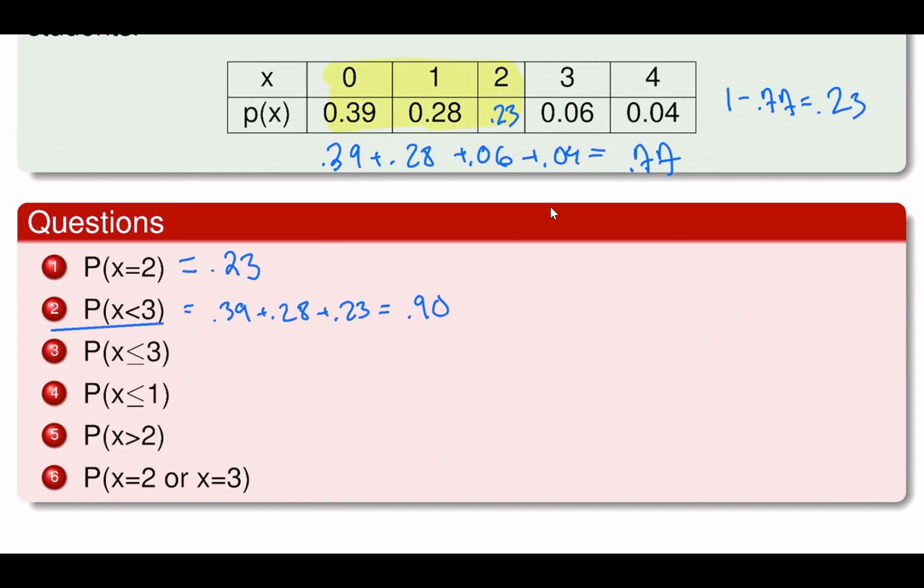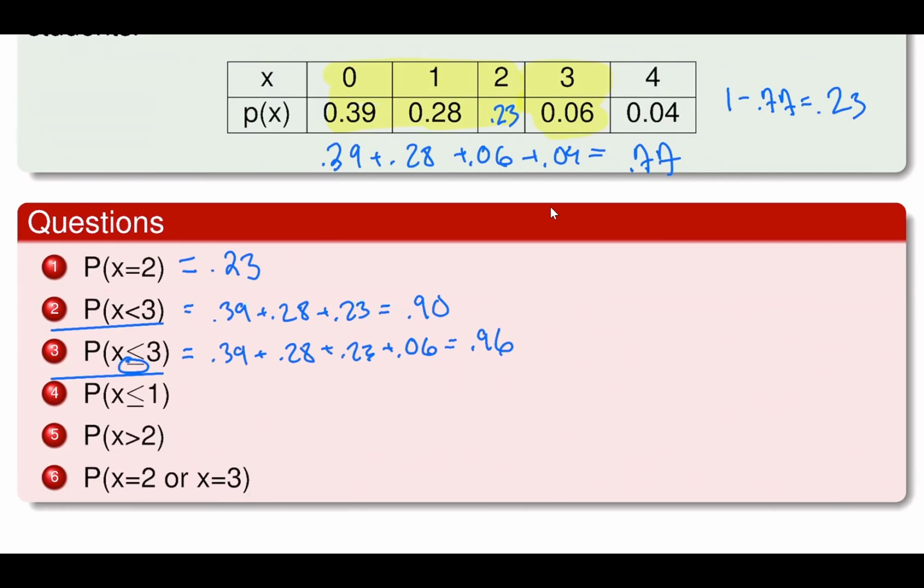All right, let's do number 3. Now it has the equal sign. The equal sign means it could be less than 3, but it could also be equal to 3. So now we want to include the 3. So now we're going to do 0.39 plus 0.28 plus 0.23 plus 0.06. If I add all of those four numbers up, you get 0.96. Any question for 0.96?